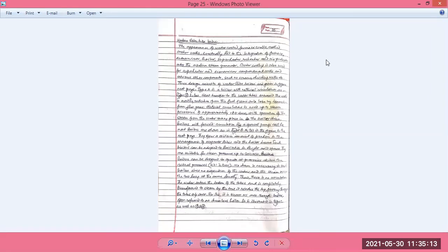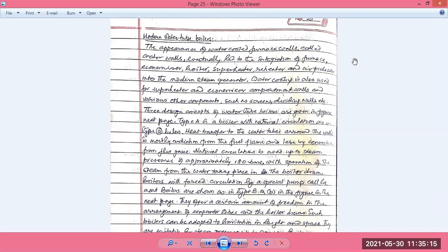Let us start today's class with a recapitulation of the last day's job. We have been discussing the modern water tube boiler itself. What we discussed yesterday is that all the boiler furnace walls are supposed to be water cooled, and they are named water walls.